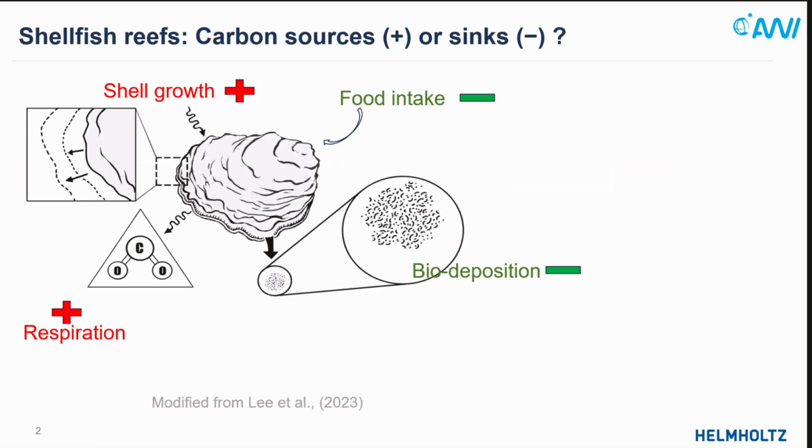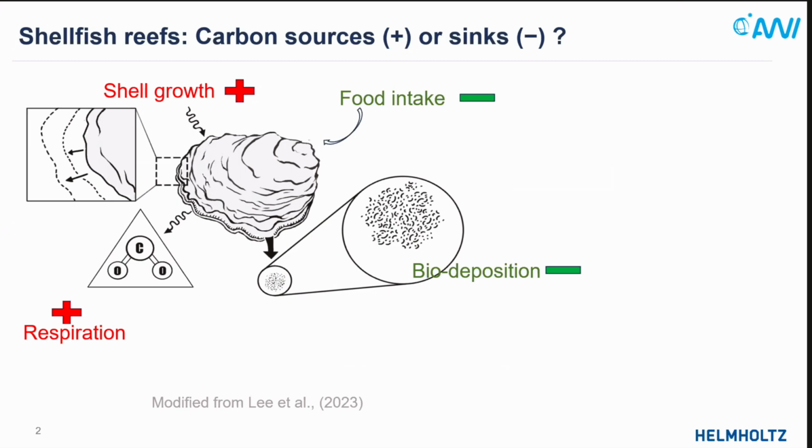Before I start, our earlier talks already covered the definition of shellfish reefs and what blue carbon is. So I'll go straight into the debate: blue carbon, the shellfish reefs, do they act as a carbon source or carbon sink? To answer this question, we need to look into different biogeochemical processes that happen within a reef ecosystem.